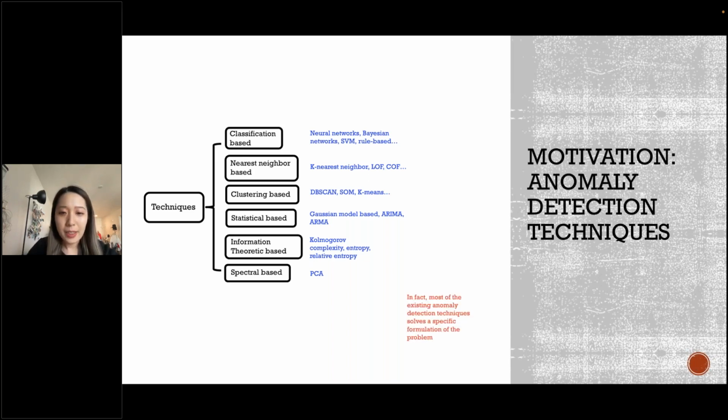And in fact, most of the existing anomaly detection techniques solve only a specific formulation of the problem. So the idea that comes to us is: how about we build multiple anomaly detection techniques, try to collect as much information as possible, and maybe reach out to multiple different experts to get an answer.